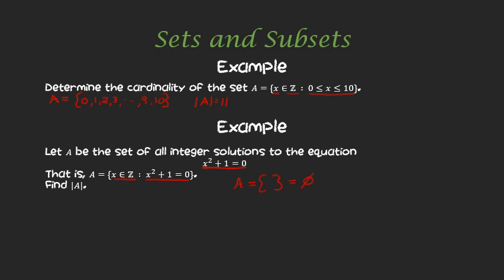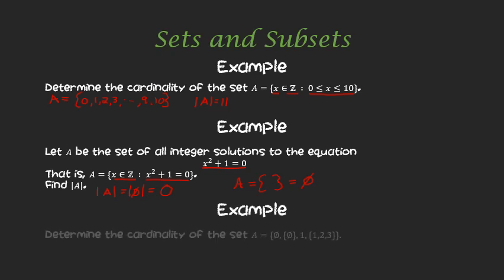And so we are supposed to find the cardinality of A here, the number of elements in A. But there are no elements in A. A is the empty set, and so the cardinality of A is the same thing as the cardinality of the empty set, which contains nothing, and so this is 0. Contains no elements. Let's do one more example here. Determine the cardinality of the set A, which is the set containing the empty set, the set containing the empty set, 1, and the set containing the numbers 1, 2, and 3.